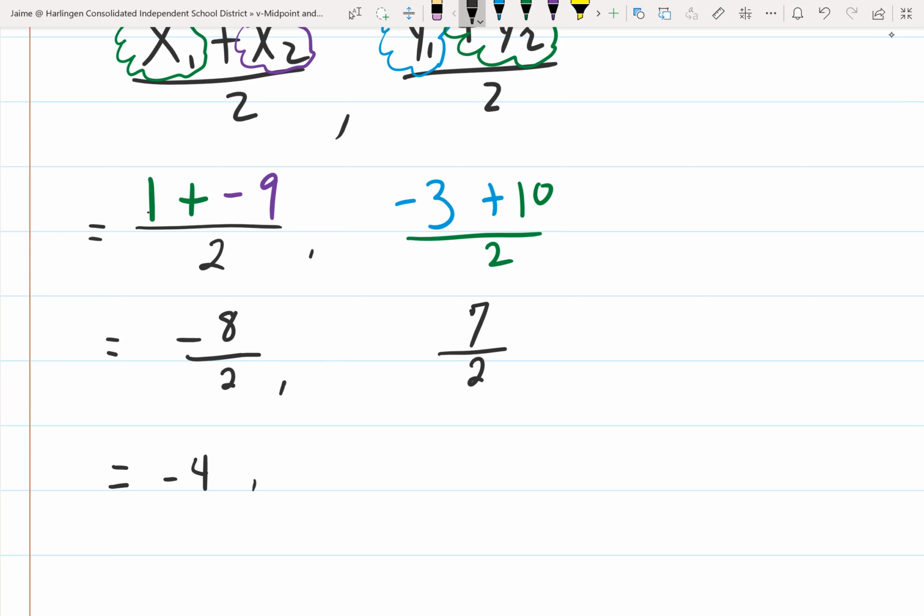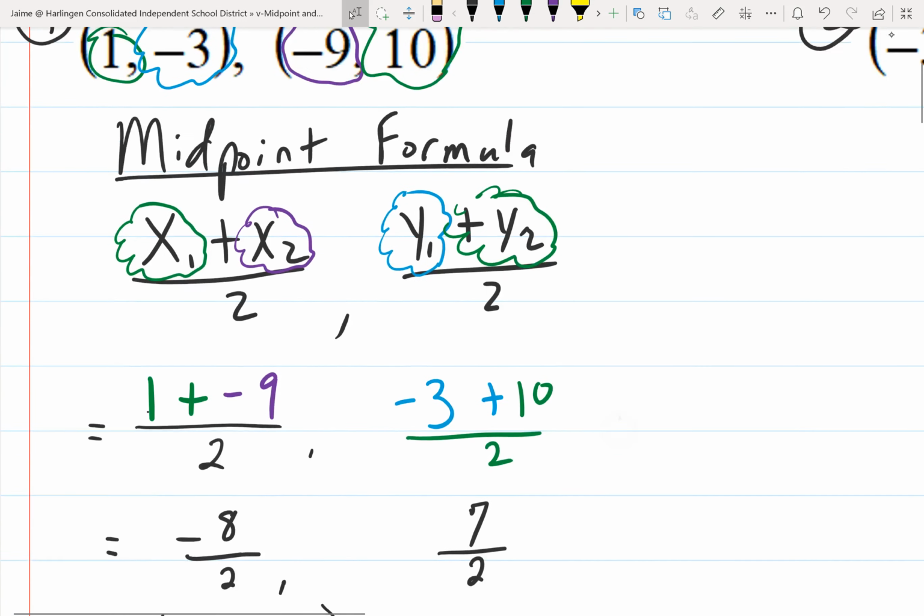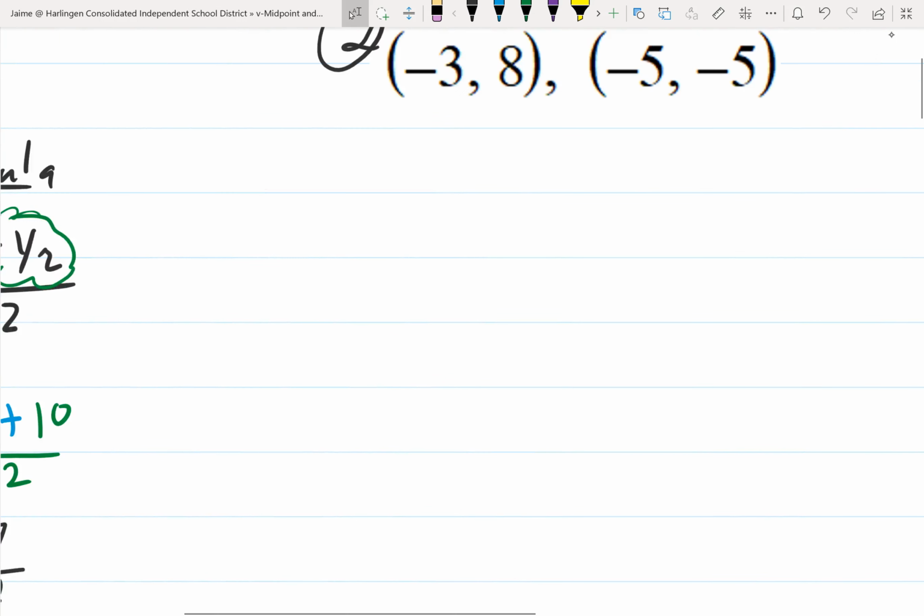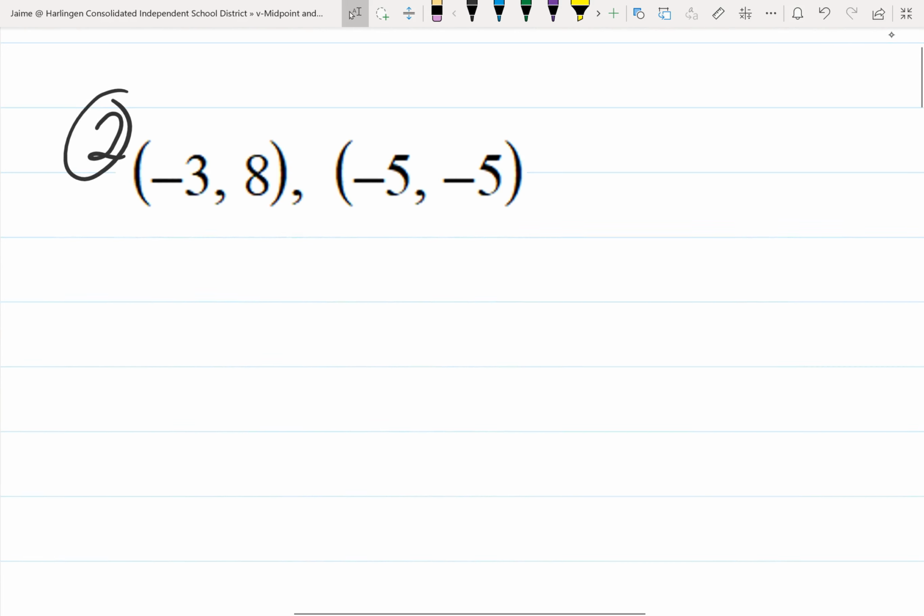Can you divide 7 and 2? No. So either leave it as 7 over 2 or put the decimal, whatever the calculator gives you. And this is your answer. This is the midpoint, because we used the midpoint formula, right? And that's the midpoint formula. So let's try number 2.